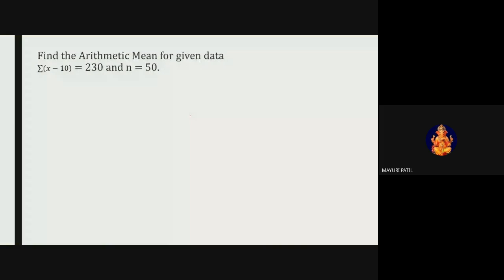Now solve this one sum. It is easy. So you have to solve it. What is it? Find the arithmetic mean for given data. Summation of x minus 10 is equal to 230 and n is equal to 50. Okay, which formula will we use here? The deviation one, right? The assumed mean?